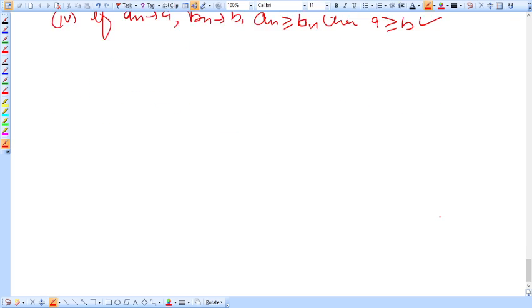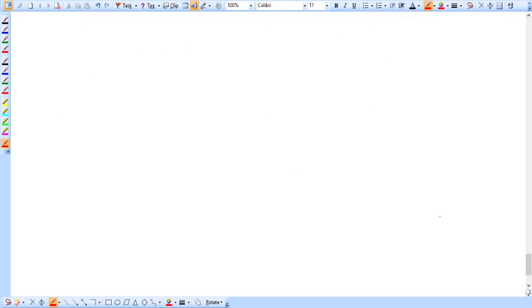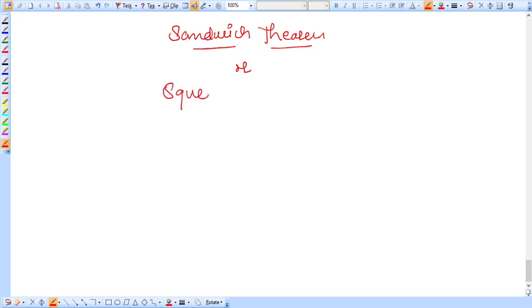Right, now we are going to do one more important theorem. Okay, the sandwich theorem, or it is also known as the squeeze principle. So see, what does this squeeze principle say?